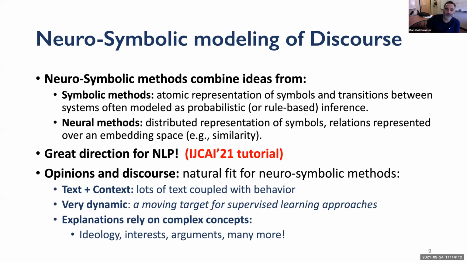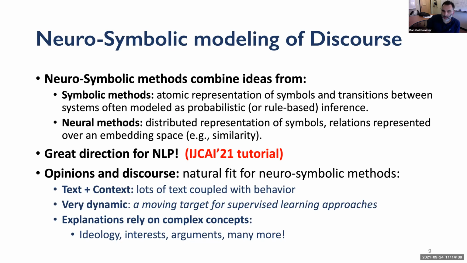Okay, so opinion analysis and discourse analysis are a great fit for neuro-symbolic methods. On the one hand, for the neuro side, we have lots and lots of text and context and social interaction of social media at a huge scale, which allow us to create complex distributed representations of those elements.